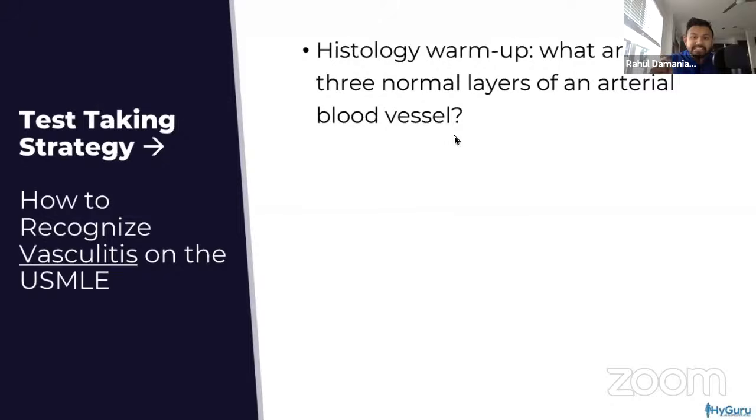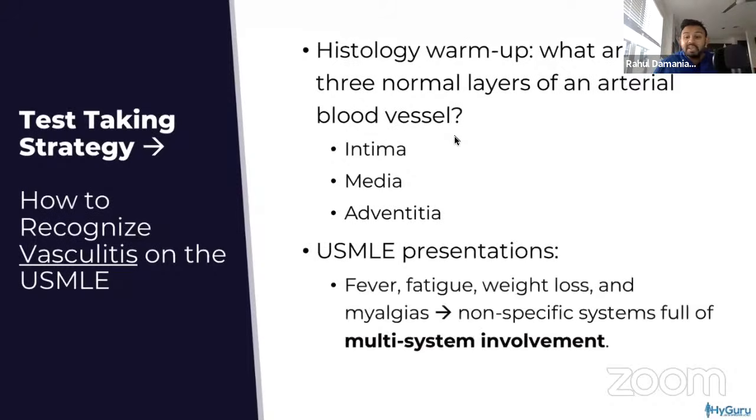first off, a vessel is made up of 3 layers. And I say, vessel is made up of the intima, the media, and the adventitia. In vasculitis, all of these or some of these layers are going to be inflamed. And remember, blood vessels are everywhere. So on the USMLE, patients present with nonspecific symptoms such as fever, fatigue, weight loss, myalgias, and then multi-system involvement. Why? Because inflammation of blood vessels.